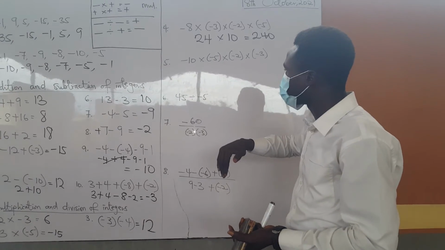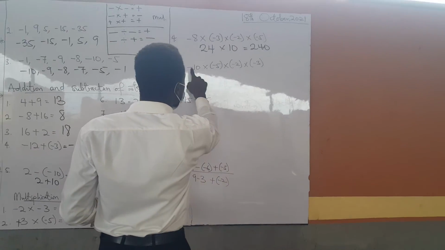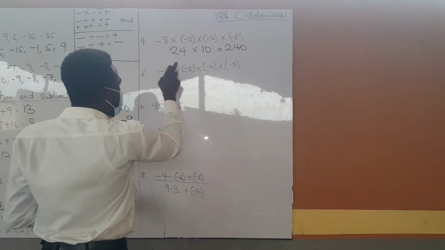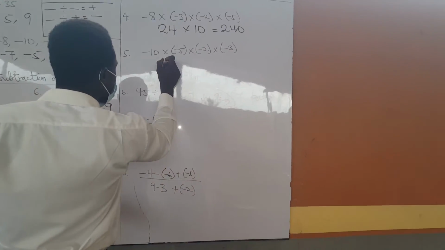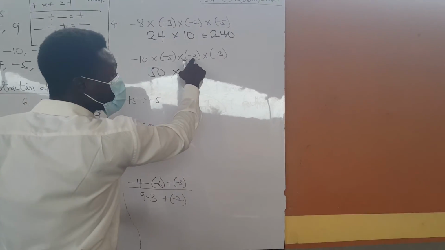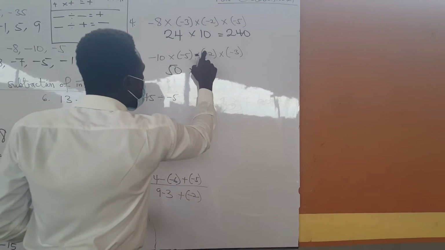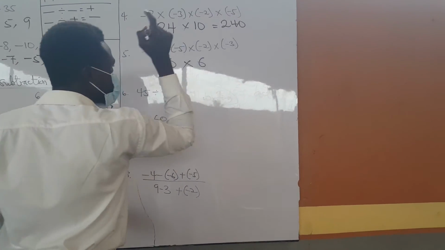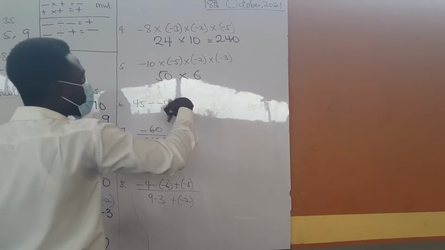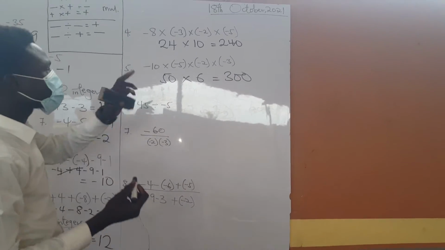When you come to the number 5, we have negative 10 times negative 5. Negative times negative is positive, so this will give me 50. Times negative 2 times negative 3 will give me 6. Why? Because negative times negative is positive. Then you just multiply 50 by 6, and 50 times 6 is going to give us 300, because 6 times 5 is 30.